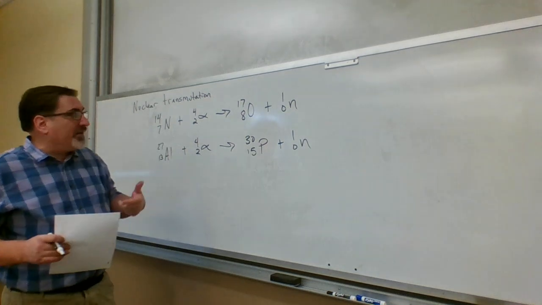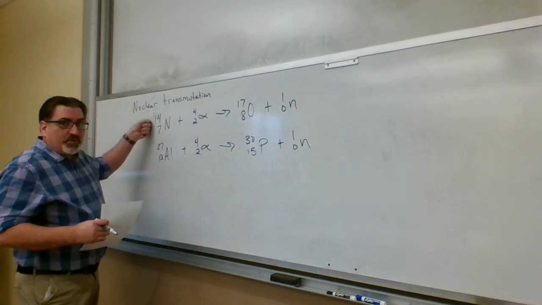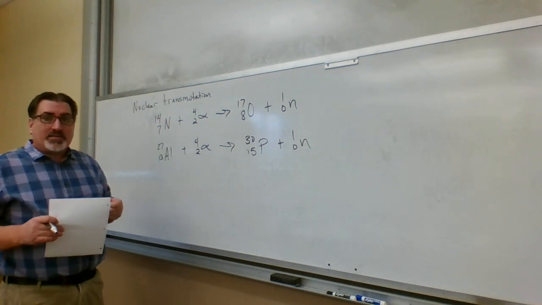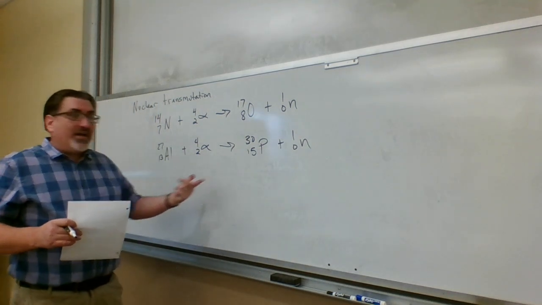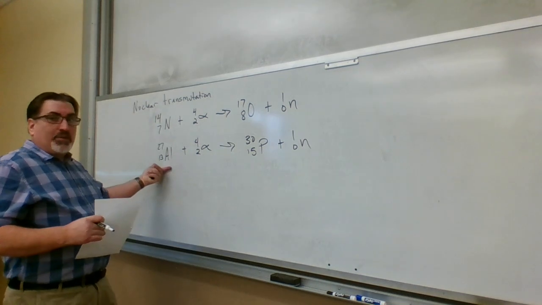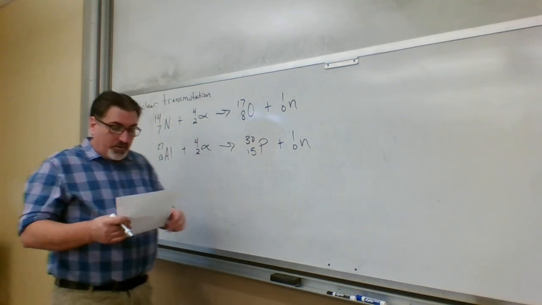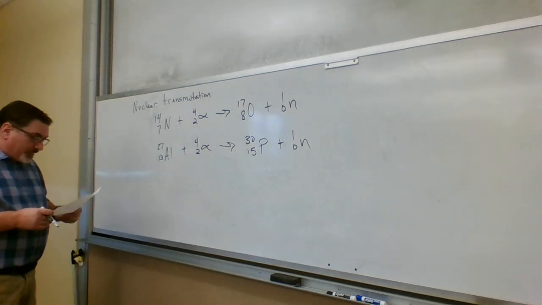So it's not uncommon for us to take a stable isotope, convert it into an unstable isotope that then undergoes a nuclear decay process. And it's called induced radioactivity. We take a stable one, collide it with a particle to make an unstable one that then undergoes other processes.